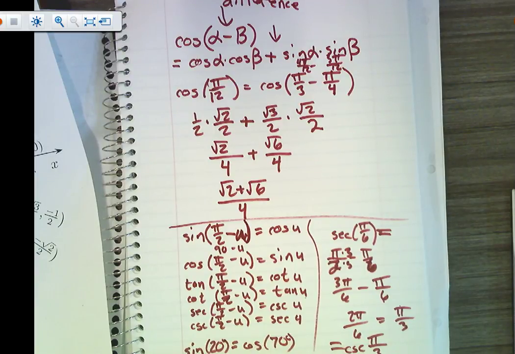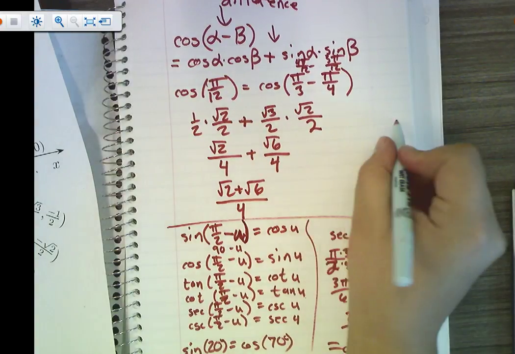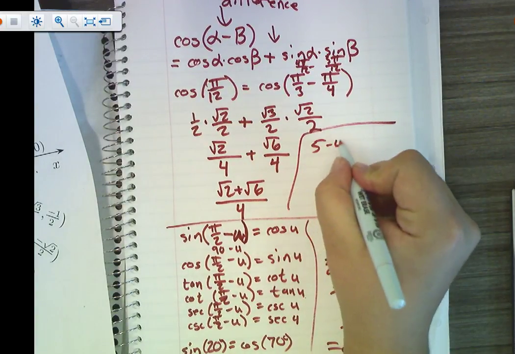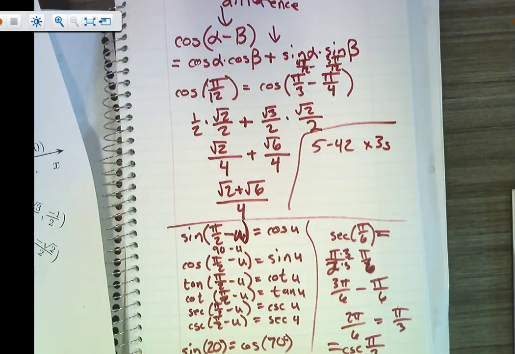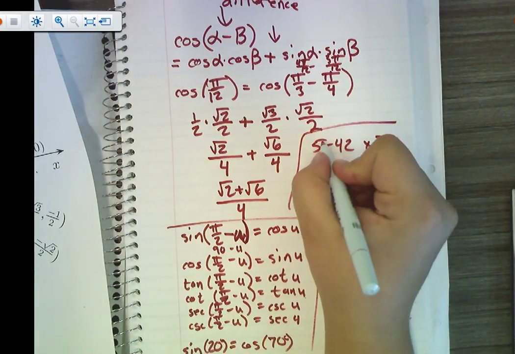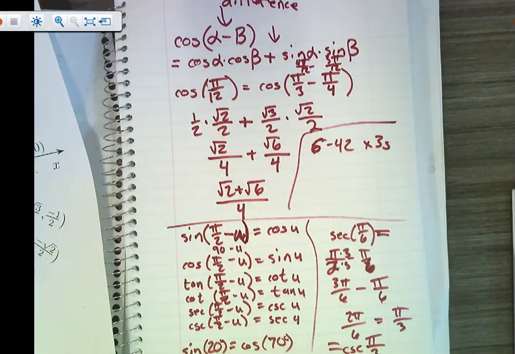So I want you to do 5 through 42 by 3s. How do you do 5 through 40? I don't know. How about 6 through 42?